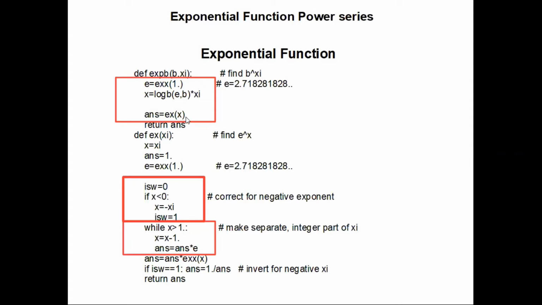That's simple. Now the function e, which we had called in order to get our answer: again, we want to find out what e is, and we then go through and correct for our exponent. So if it's a negative exponent, we're going to make it a positive exponent, and note that we will invert our answer. We also want to get rid of the integral part, because when we use the power series, we don't want to have to use a lot of terms to get the correct answer.